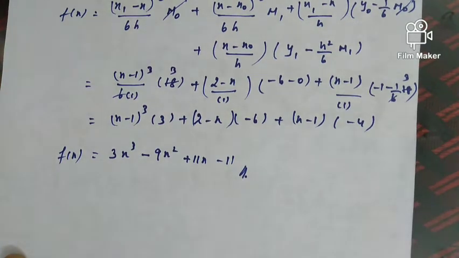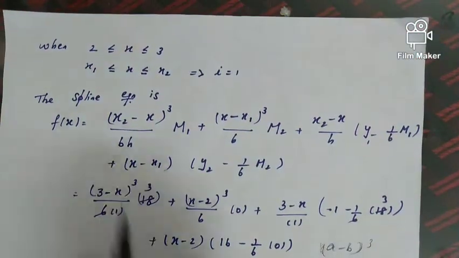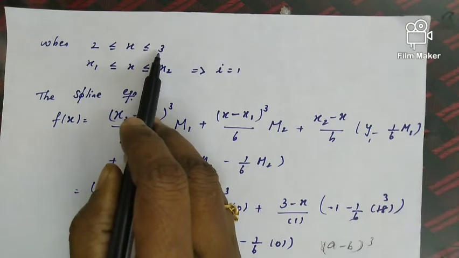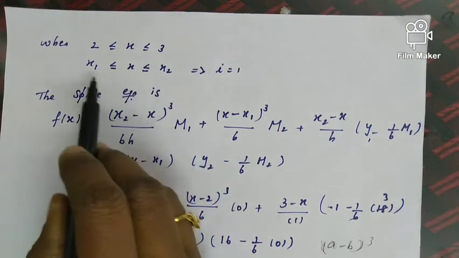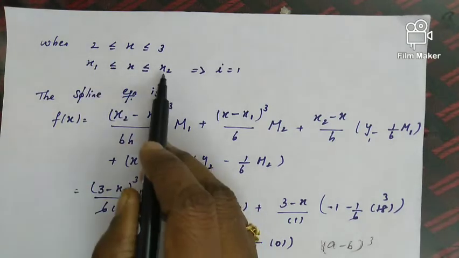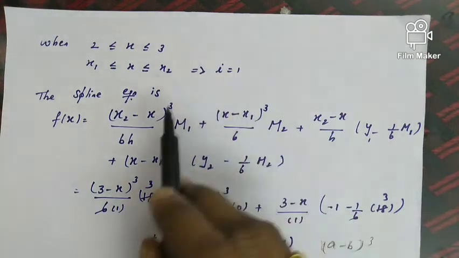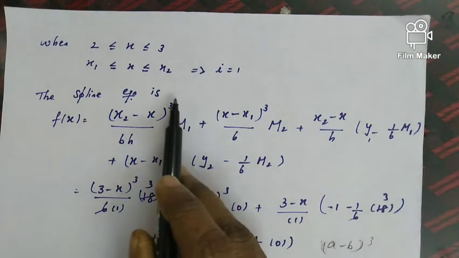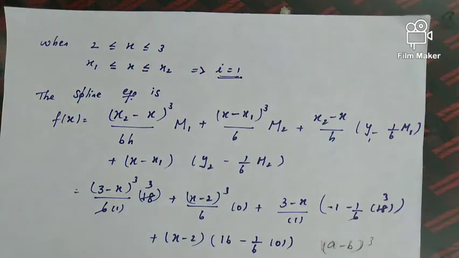By the same manner, we are supposed to take the next interval. What is the next interval? x1 to x2. So in that one we have to take like that. By the same manner, look at this. When 2 less than or equal to x less than or equal to 3, that means what? Here i plus 1, that means 1 plus 1, which implies i is equal to 1. So in equation 1, that is the spline equation, we are supposed to put i is equal to 1.